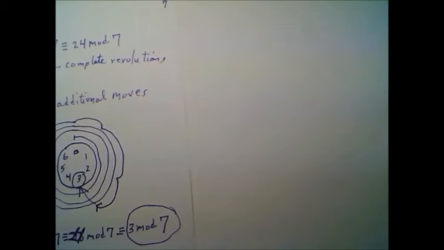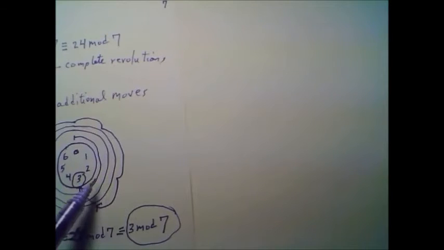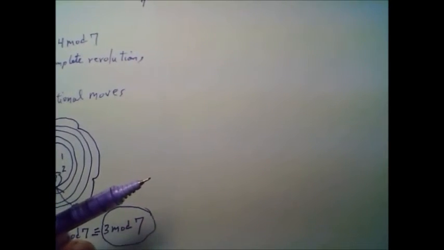So as indicated, if you're in mod 7, your answer has to be one of those numbers. Your answer has to be 0, 1, 2, 3, 4, 5, or 6. And notice once again, when you're working with mod 7, 7 is not on the face of the clock. 0 takes the place of 7.